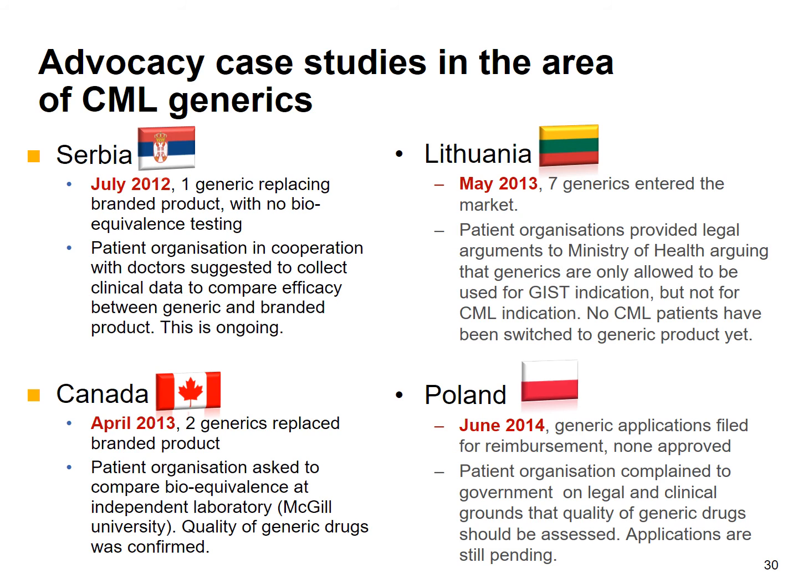In Canada, in April 2013, 2 generics replaced the branded product, and patient organizations lobbied to receive comparable bioequivalence data provided by an independent laboratory. The quality of generic drugs was confirmed in those tests. And then finally in Poland, in June 2014, generic applications were filed for reimbursement, but none were approved. The patient organizations complained to the government on legal and clinical grounds that the quality of generic drugs should first be assessed. The applications are still pending.